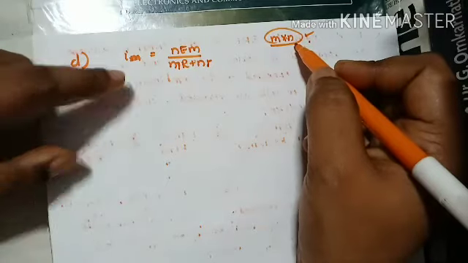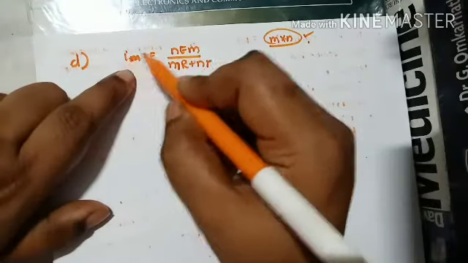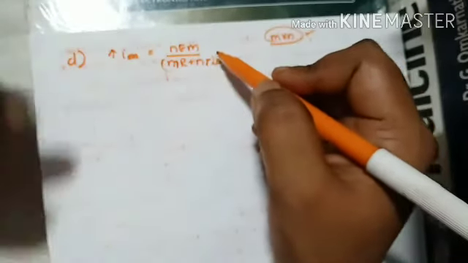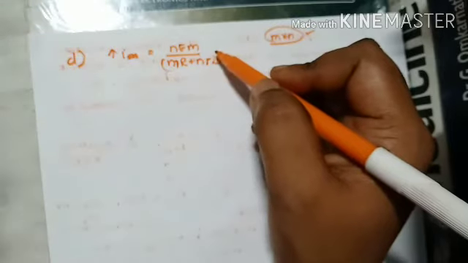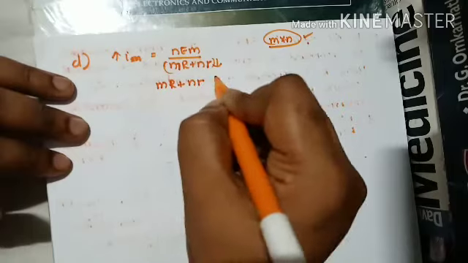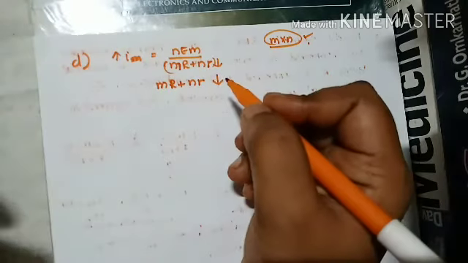Now you're asked for the maximum. When will the current be maximum? This part will be maximum when this part is less. That is, the denominator part is less, right? So the denominator has to be minimum. That is, MR plus NR should be very small, right?